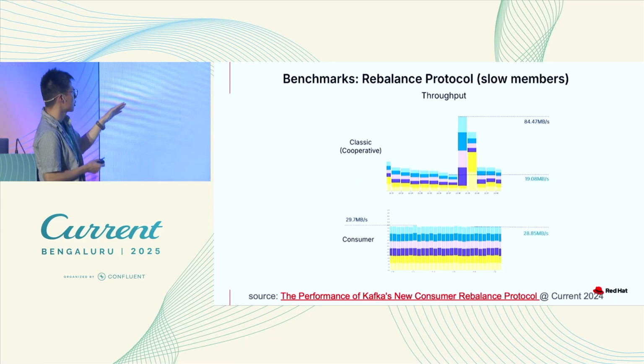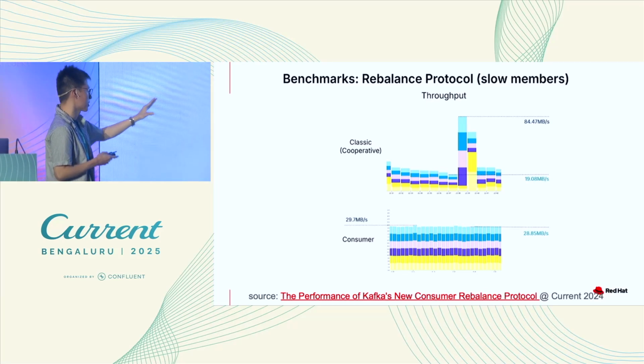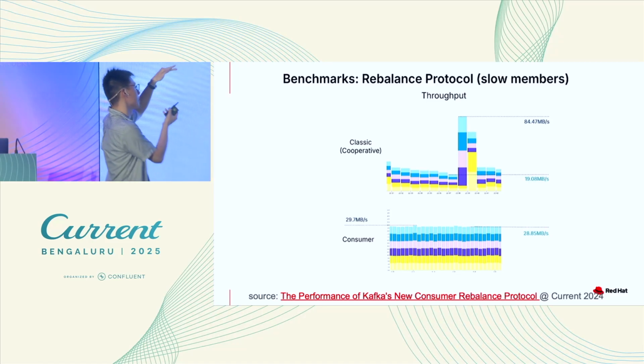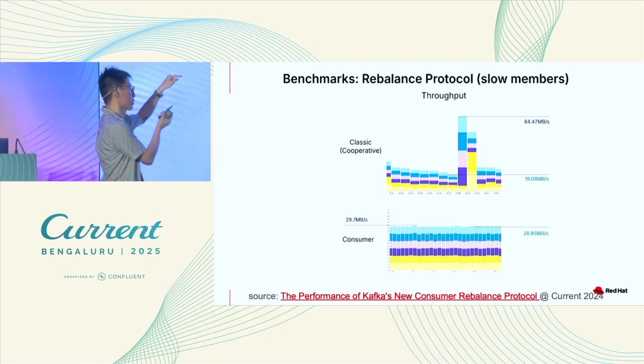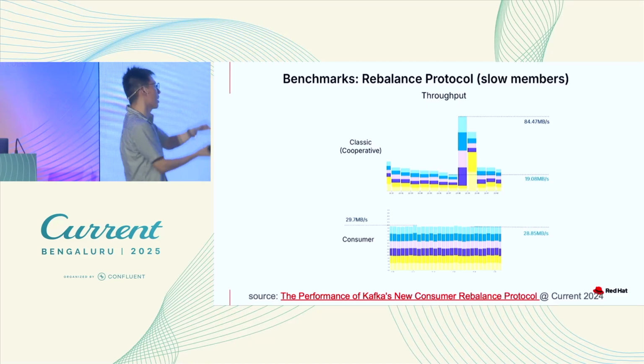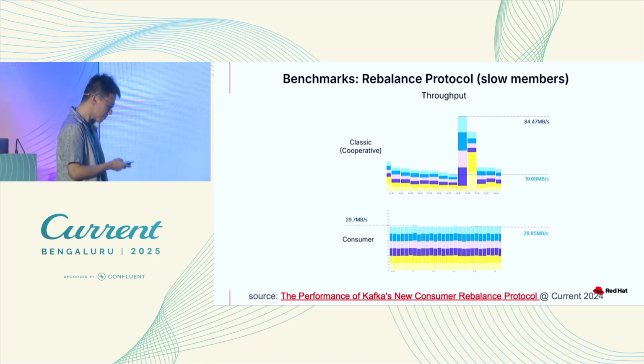And then the rebalance protocol. If there are some stable members, you will see that with the new rebalance protocol, it will be very stable and consistent compared with the old cooperative rebalance protocol. There will be some nodes under low throughput and some under high throughput, which is not good. So that's why we think this is a good improvement in 4.0.